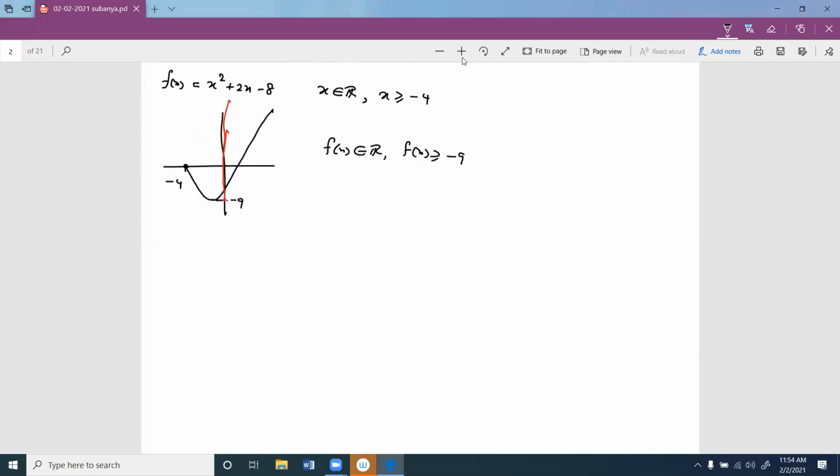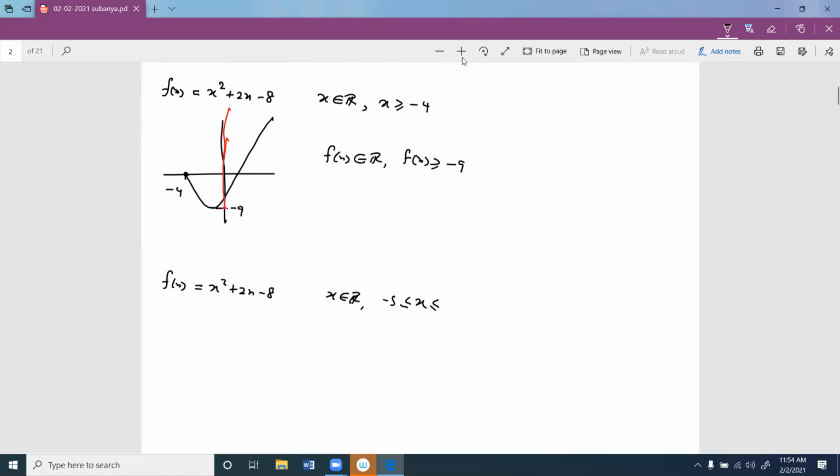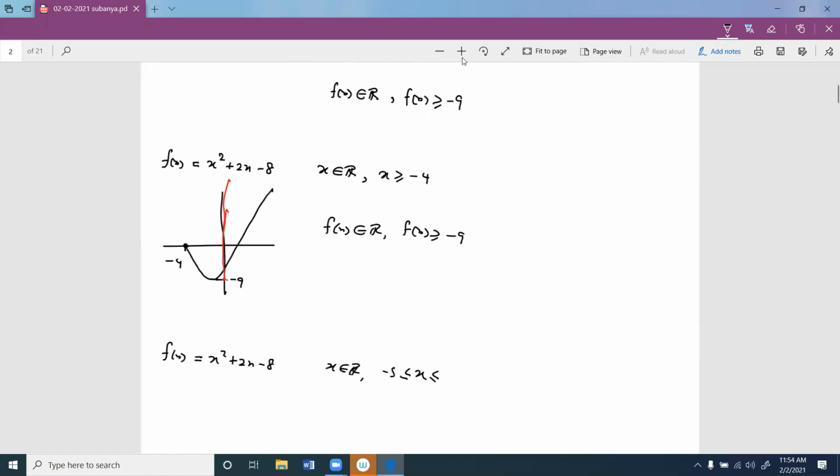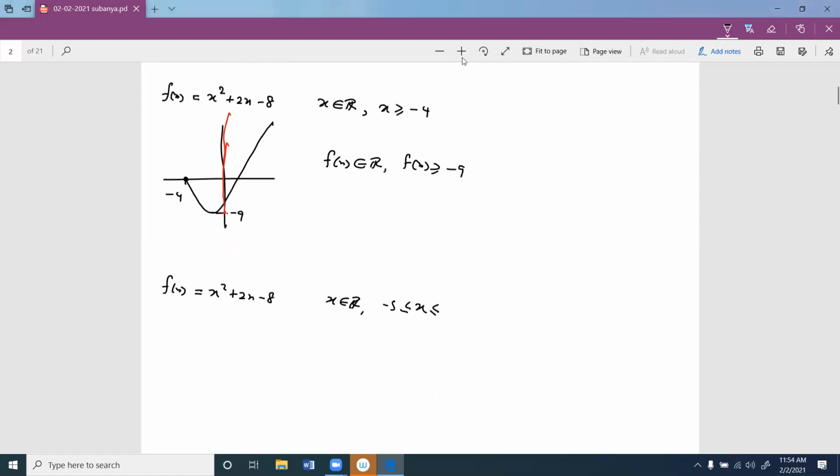Next approach is just like this. f(x) equals x squared plus 2x minus 8, x is any real number, and x is greater than or equal to minus 5 and less than or equal to 4, right? Then again, the same references.